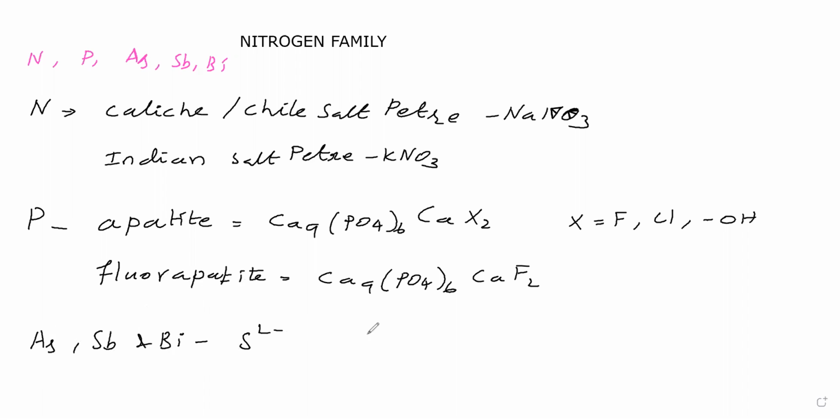Then the metallic and non-metallic nature of these family elements we will discuss. Nitrogen and phosphorus come under non-metals. Arsenic and antimony are metalloids, meaning they show metallic as well as non-metallic nature. Then bismuth is a typical metal.